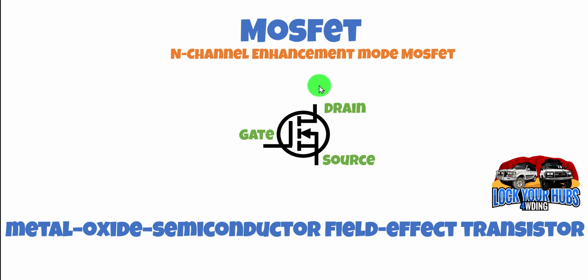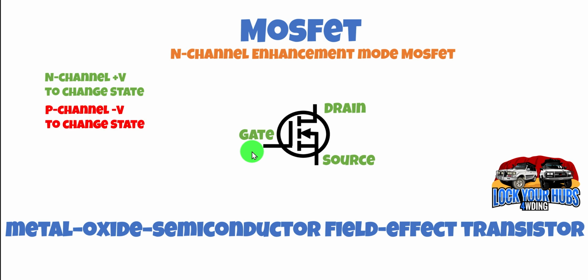Let's break that down because it's very simple. N-channel just means in order to change the state in between the drain and the source, we need to apply positive voltage to that gate. Conversely, we get P-channel type MOSFETs, which require negative voltage at the gate in order to change the state in between the drain and the source.